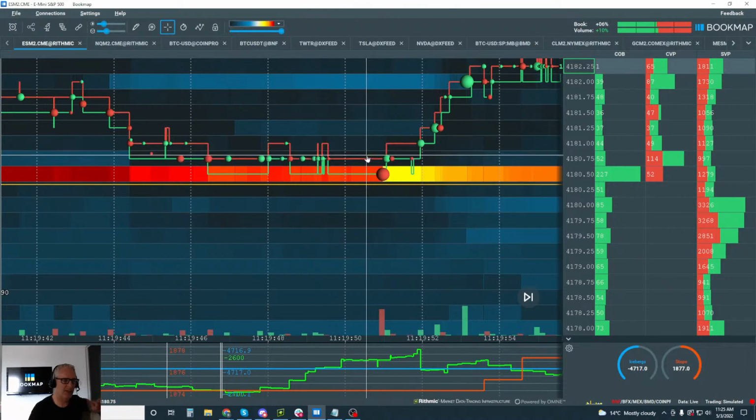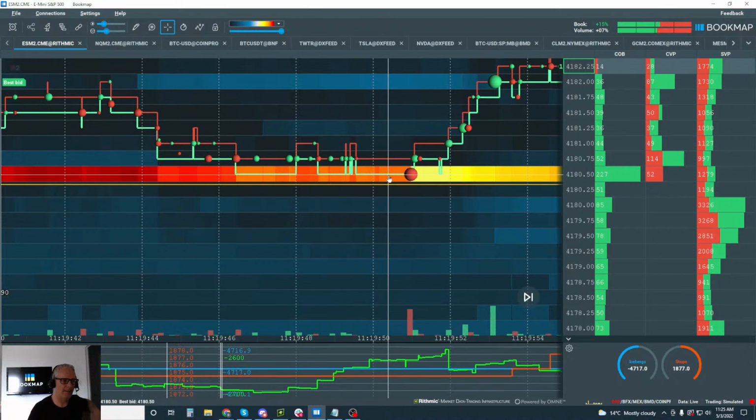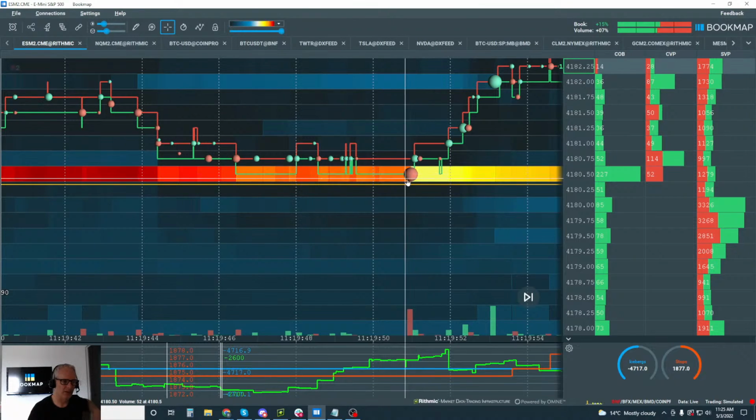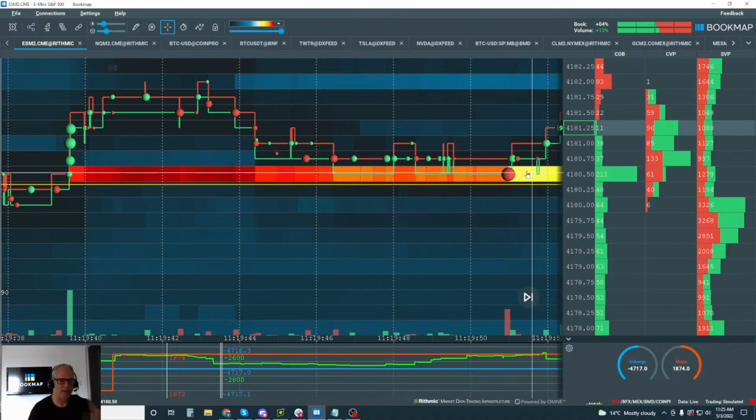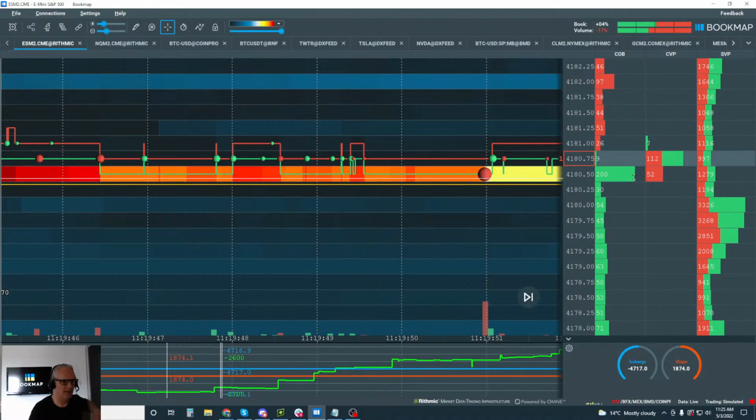Totally absorbed. This is the technical definition of absorption right here. They could not trade through this demand down here at 80 and a half. High liquidity in here. Sellers came in, hit the bid. Let's see how much traded here. 52 contracts in here, but there's still 200 more in the order book. They can't trade through it. Totally absorbed all the selling pressure in here.